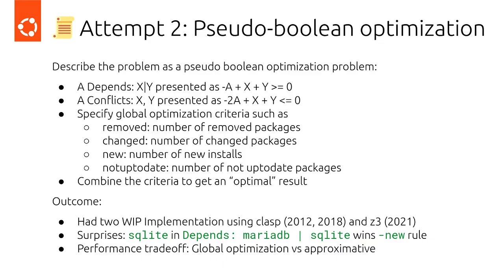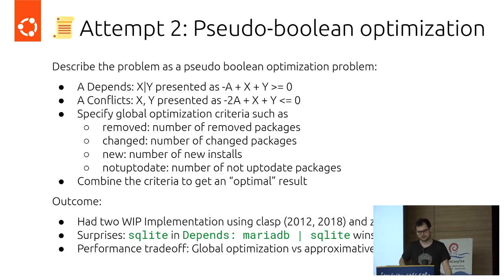And I implemented 2 early versions of this with Clasp. The first one was in 2012, which was a Python script that translates the problem to a text notation of a PBO. And the second one in 2018 was calling the Clasp library internally. And then I wrote another one in 2021, which was using the Z3 theorem prover from Microsoft Research.